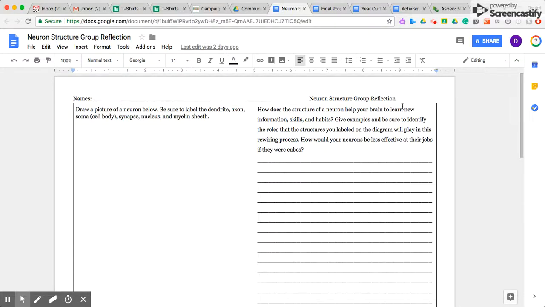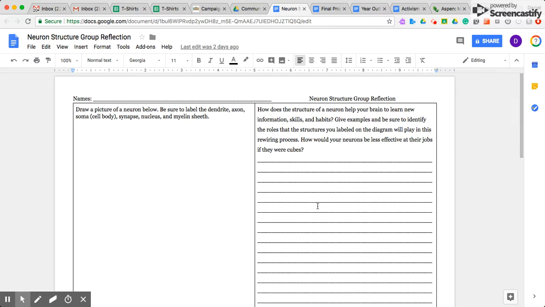I'm here to talk to you about this neuron structure group reflection. You're going to work on this independently or at most with one other person. This reflection allows you to think back through the activities that you've just completed in Classcraft and will allow you to think about the structure of the neuron. That's this part over here. And then you're going to work through how that structure connects with the function, the job of that neuron. And that will be in your written reflection over on this side.